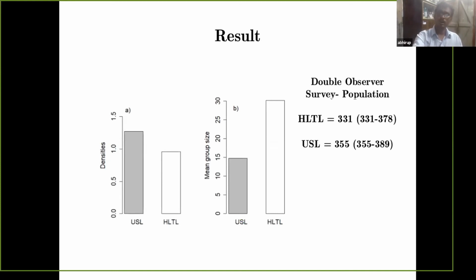Now here we have capped the lower confidence interval at the minimum count. So yeah, that's why this is the same.